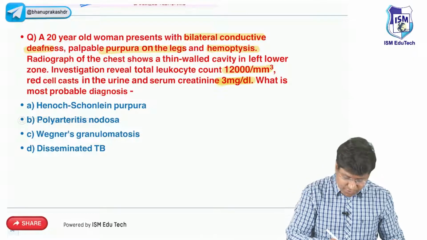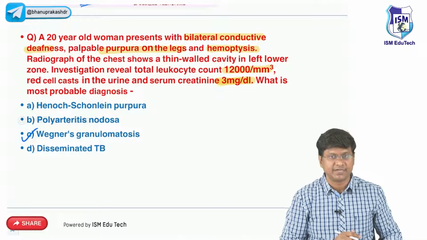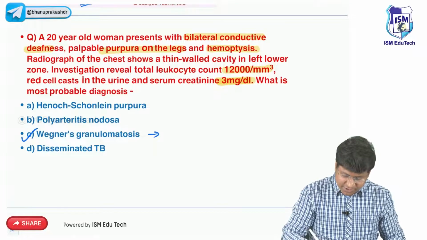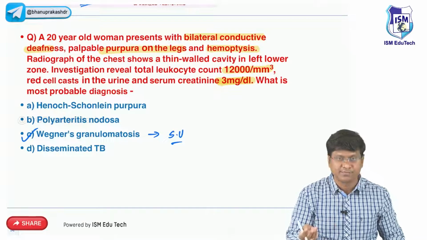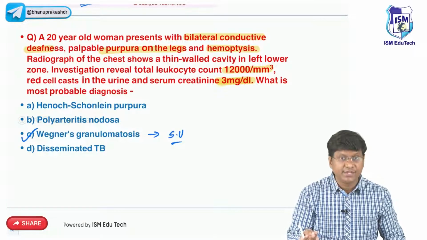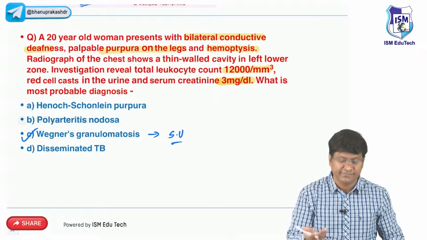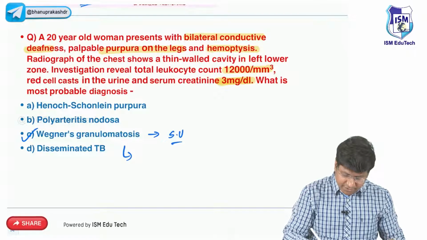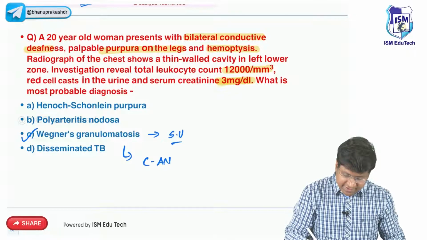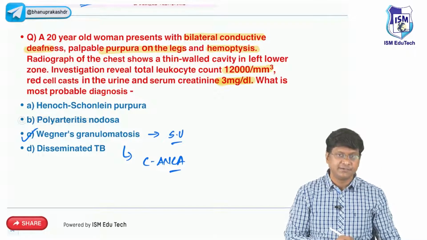Right, very good, Himanshu. So this will be Wegener's granulomatosis. So Wegener's granulomatosis, what exactly is this? It is a form of small vessel vasculitis, right? And you have granuloma formation. The word itself tells you it's a granulomatous inflammation. And in case of Wegener's granulomatosis, the antibody that will be positive is C ANCA.